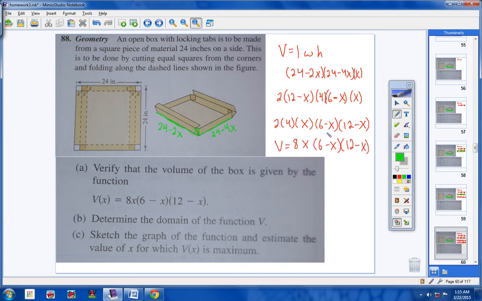x. Then bring this down, and booyah, look at that. This matches this exactly. So there we go. We verified this is the volume. Now we're going to determine the domain of the function v.